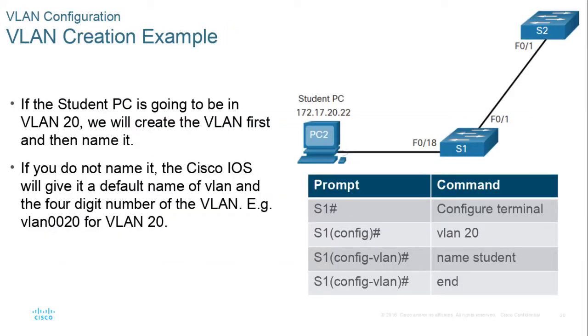So if a student PC was going to be in VLAN 20, and the student PC is plugged into port 18 of switch 1, we would go to switch 1, do config t, VLAN 20, name student, then type the end command to back out or Control Z. If you do not give a name to it, you get the default name. You can name it later, you don't have to do it right then. If you don't name the VLAN, if you create VLAN 20, the default name is VLAN0020.